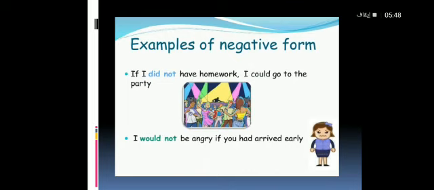Here, as in the first conditional sentences, we can make the negative form. And how can we make the negative form in the past simple? Basically, we add didn't to do verbs, okay? Here, if you want to make the first clause, the if clause, negative, you add didn't plus verb 1, you change the verb 2 into verb 1. And if you want to make the second clause, the main clause, negative, you add not to the modal verb, okay? So here, if I didn't have homework, I could go to the party.